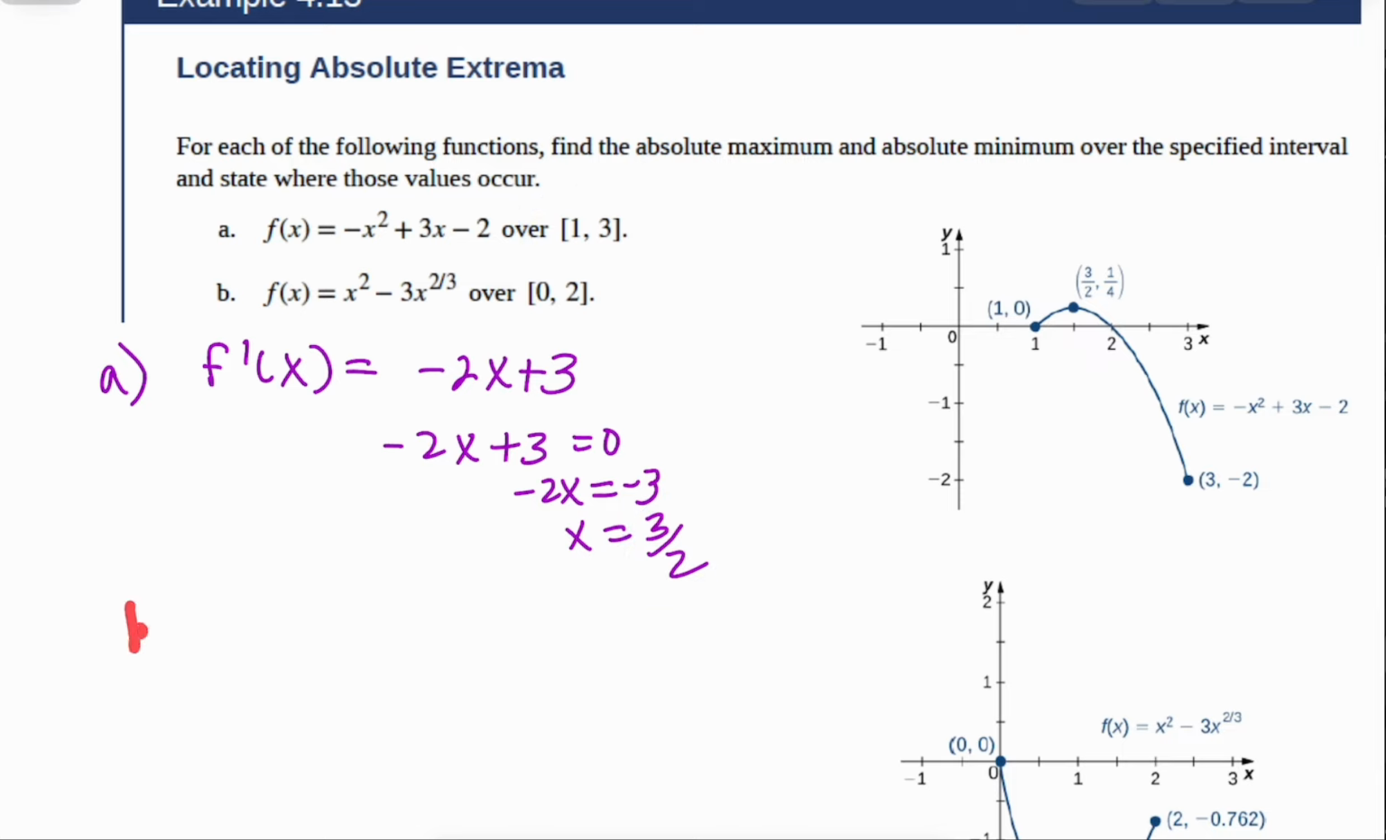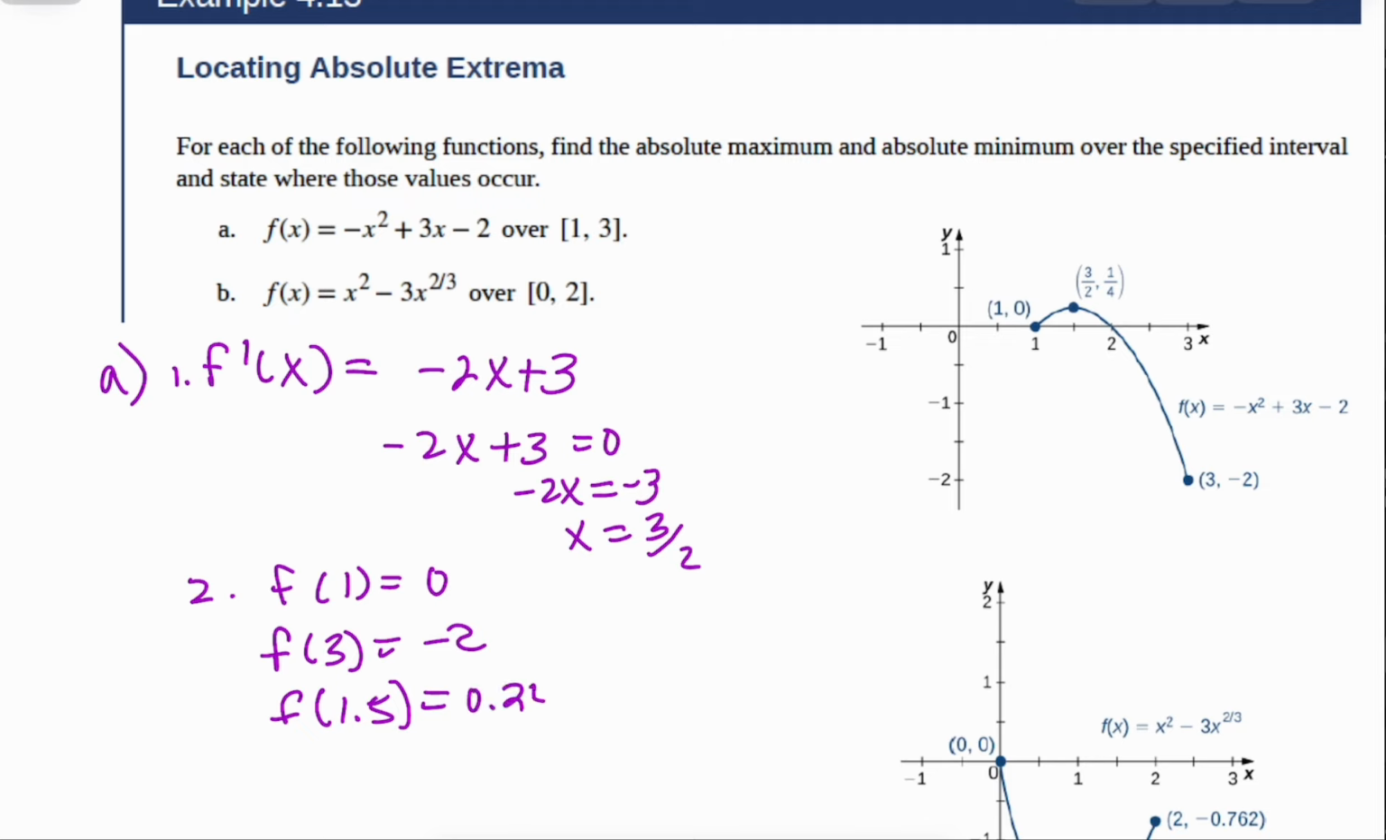Okay, so the next thing you do is we are going to calculate the value of the function at our endpoints and at any critical points that are in that interval, so 1, 3, and 1.5. Now you're just going to plug those in to the original function. If you plug in 1, you get 0. If you plug in 3, you get -2. If you plug in 1.5, you get 0.25.